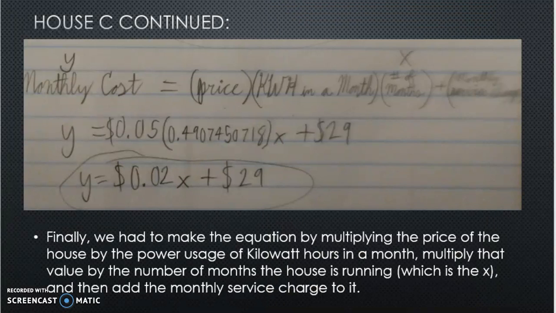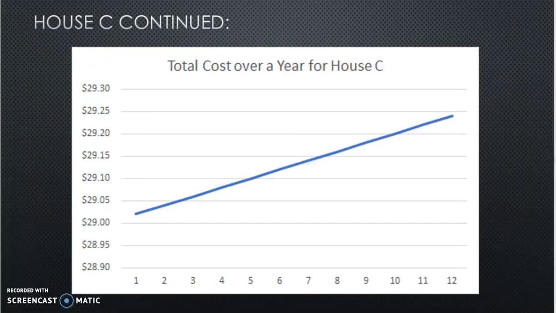Then for the equation, we're going to get the monthly cost, which equals the price times the amount of kilowatt hours that the house used, which is the power that we just found, times the number of months, plus the monthly service charge. Now, for what we got, it was about Y equals 2 cents times the amount of months plus $29. And this is the graph that shows the amount of money that you'd be paying for this house over a 12-month period.